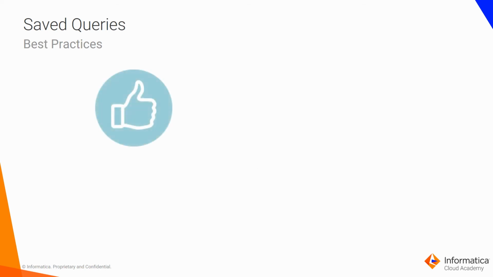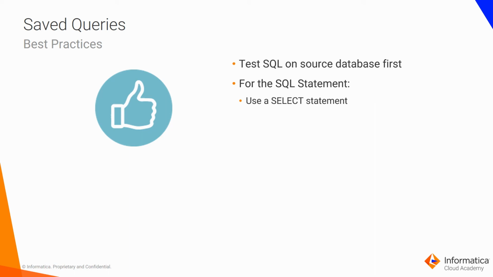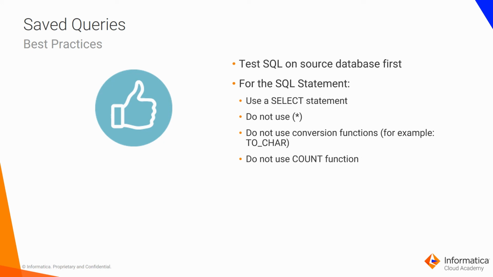Here are some best practices with saved queries. You should always test the SQL statement on your source database first. Remember, Informatica Cloud is just passing through to the database, so it is always a best practice to test it there, assuming you do have the access to do that. Then for the SQL statement, you should use the select statement. You should avoid using star. Avoid using conversion functions like to character, for example. Also, do not use the SQL count function. Those are just some of the best practices we have come across when using saved queries on projects.